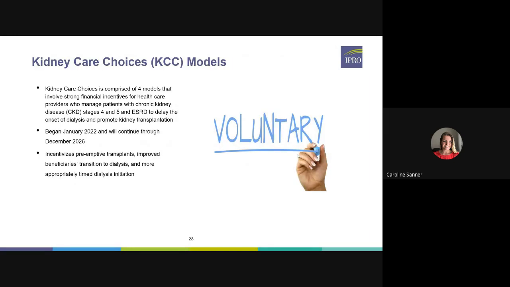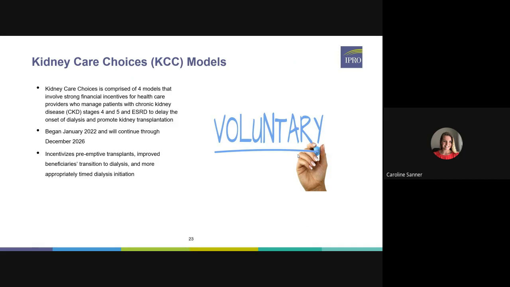The next model we're going to talk about is the Kidney Care Choices models. There are 4 models that make up the Kidney Care Choices models. These are 4 models that have strong financial incentives for healthcare providers who manage patients with chronic kidney disease stages 4 and 5 and end-stage renal disease, to delay the onset of dialysis and promote kidney transplantation. This began January of 2022 and will continue through December 2026. These models incentivize preemptive transplant, improved beneficiary transition to dialysis, and more appropriately timed dialysis initiation.